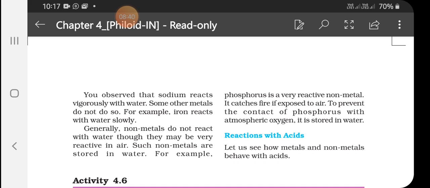So what we have learned in this video is how metals and non-metals react with oxygen and with water.